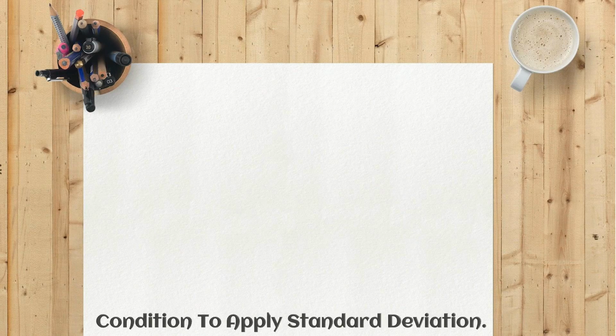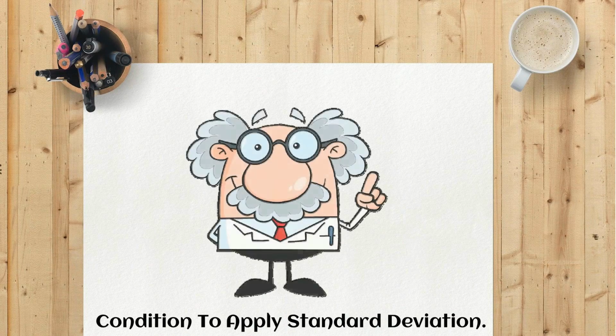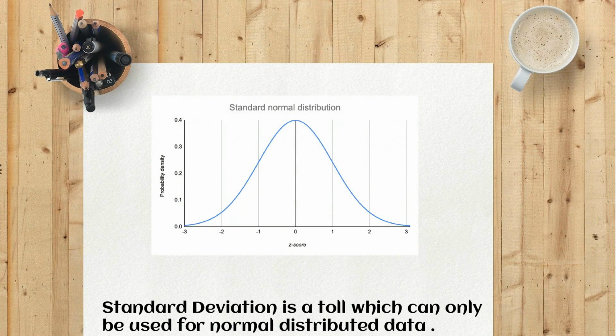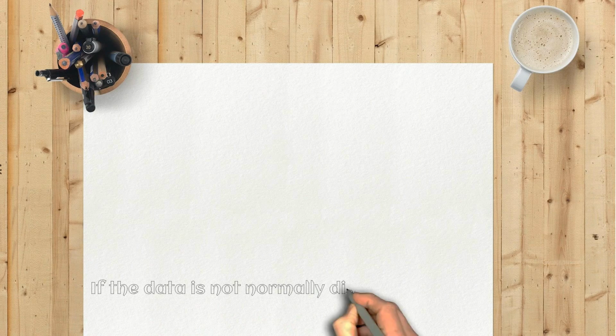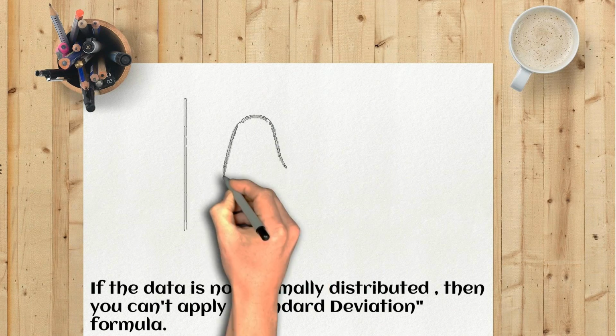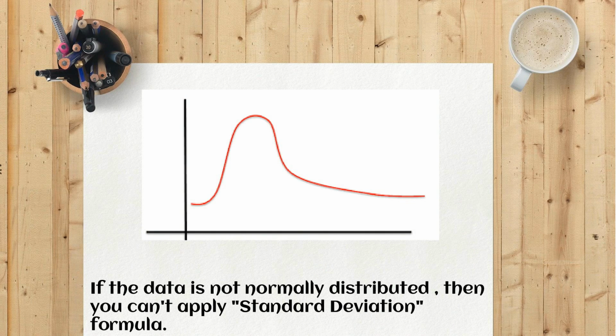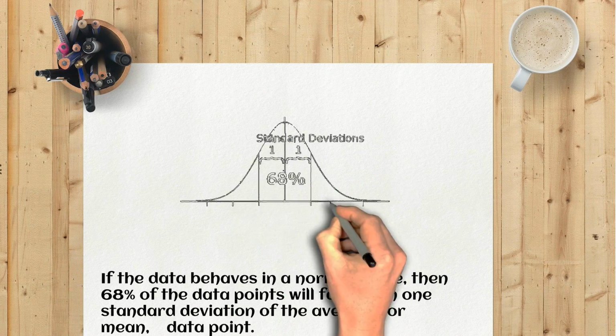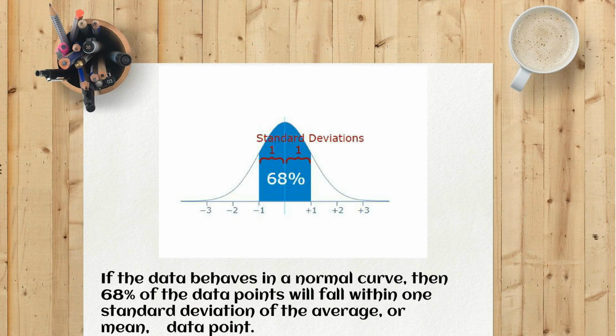Condition to apply standard deviation. Standard deviation is a tool which can only be used for normally distributed data. If the data is not normally distributed, then you can't apply the standard deviation formula. If the data behaves in a normal curve, then 68% of the data points will fall within one standard deviation of the average or mean data point.